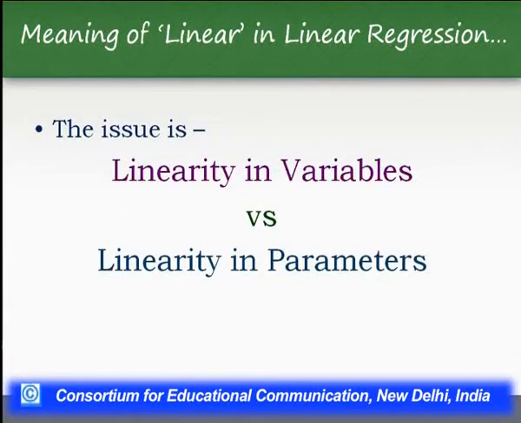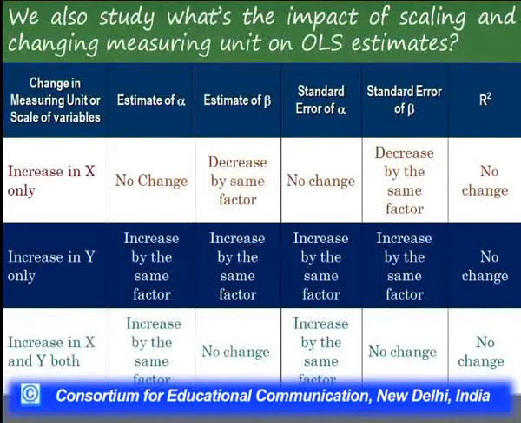Now, what is the concept of linear? The issue is linearity in variables versus linearity in parameters. We also studied what the impact of scaling and changing the measuring unit is on OLS estimates. A change in the measuring unit or scale of variables affects the estimate of alpha, the estimate of beta, the standard error of alpha, the standard error of beta, and the R square.